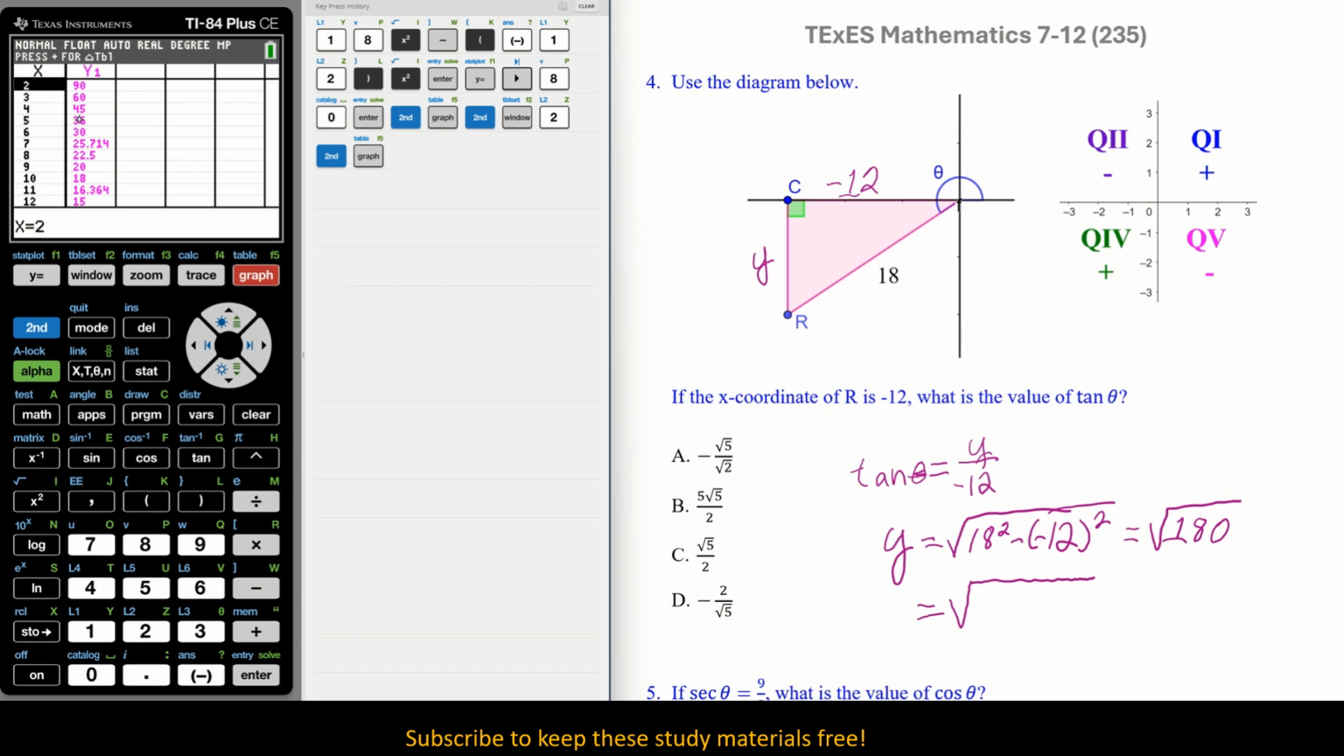That is 5 times 36. So this tells me that 6 times 6 times 5 will give me 180. And that allows me to pull out the 6 and leave the 5 under the square root. And we know if we go over here that this will actually equal a negative.